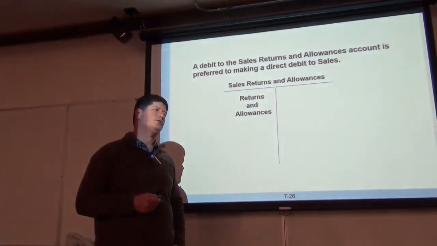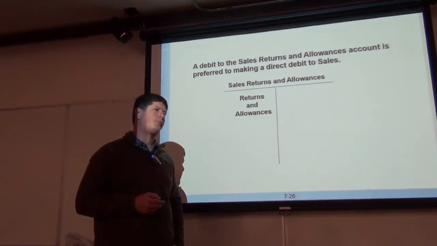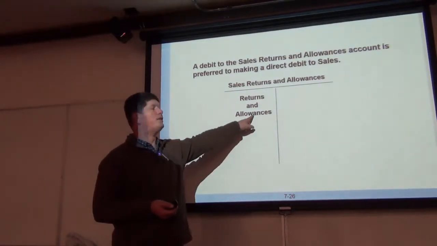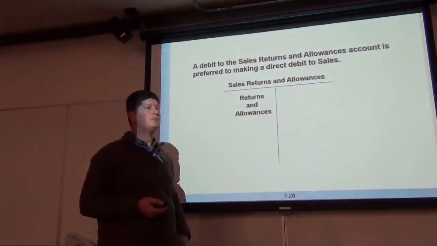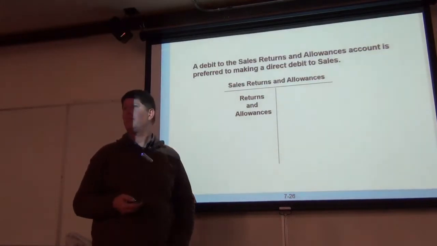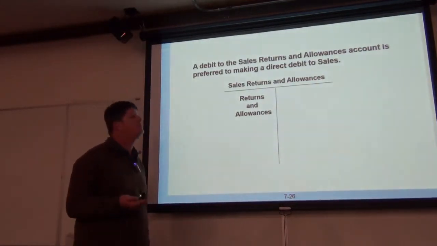How about a credit? I'm sorry, I don't understand the question. If I buy something and I call up and say, hey, this was damaged, they give me credit instead of... That's an allowance or a discount. All right. Okay? Which would be a debit.